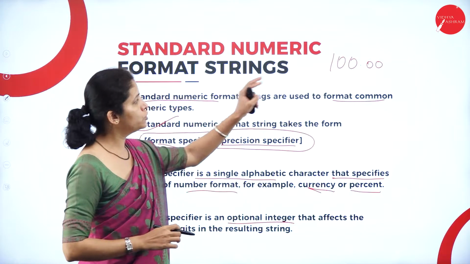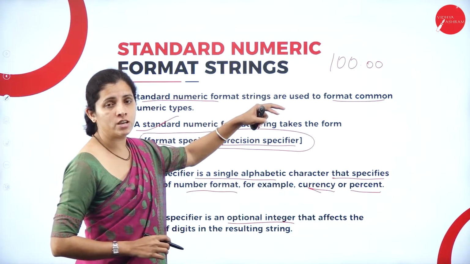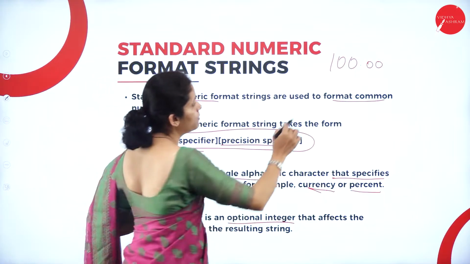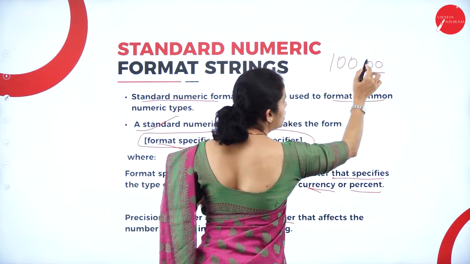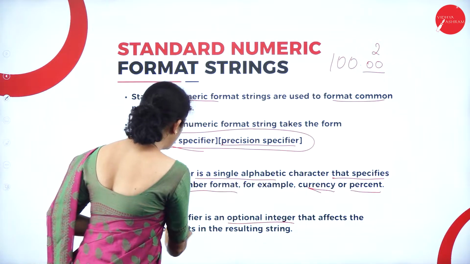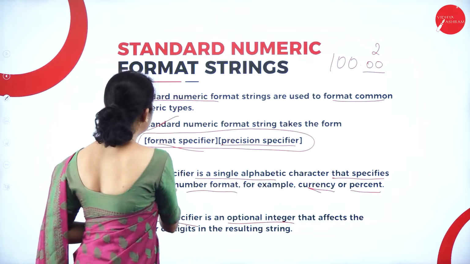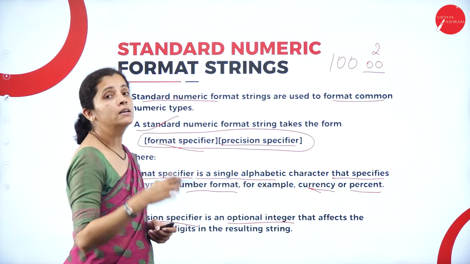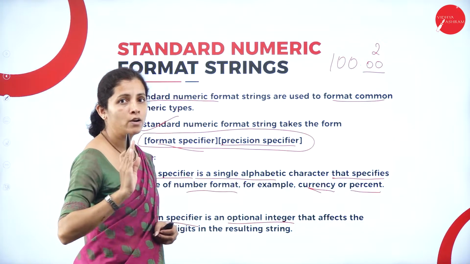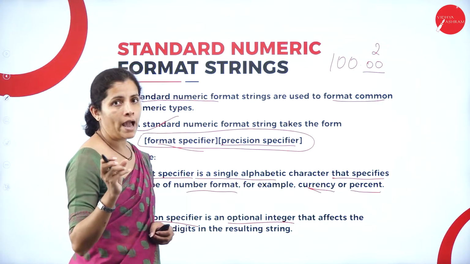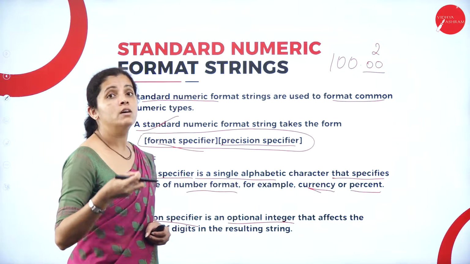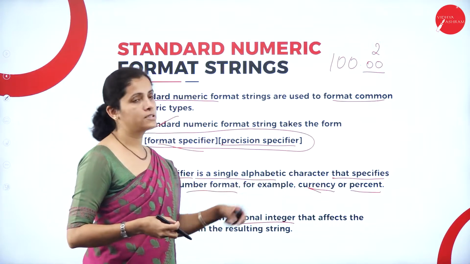That means I am going to specify how many digits I want after my decimal point. See here, after the dot, I want 2 numbers. So that is your precision specifier, and the format specifier is a character that is mainly used to represent what kind of format I have, that is round or exponent or currency or percentage.